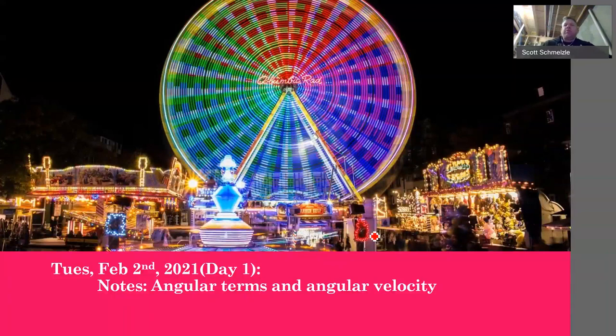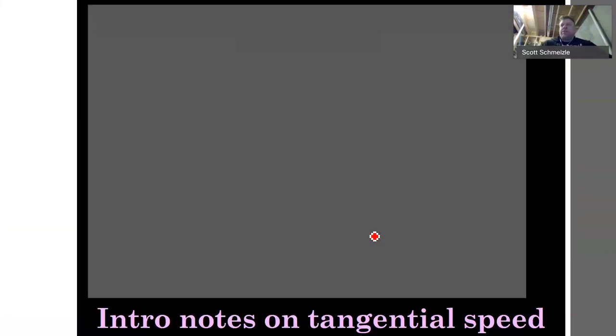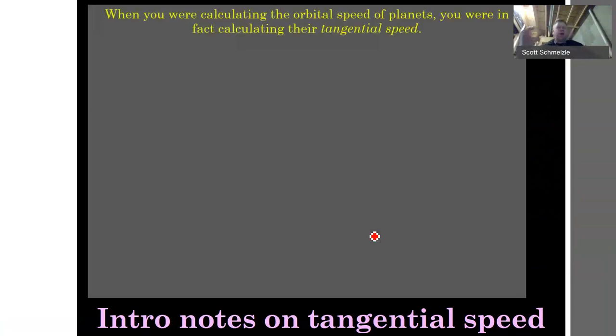All right, angular terms and angular velocity. So when we look at tangential speed, something to be aware of, for those of us who are new or who may not remember, white font means write it down. Yellow font, don't worry about it. Sit there, think about it, just look at it, okay? So if we talk about planetary motion or orbital speed of planets, what we are in fact talking about is this concept of speed.